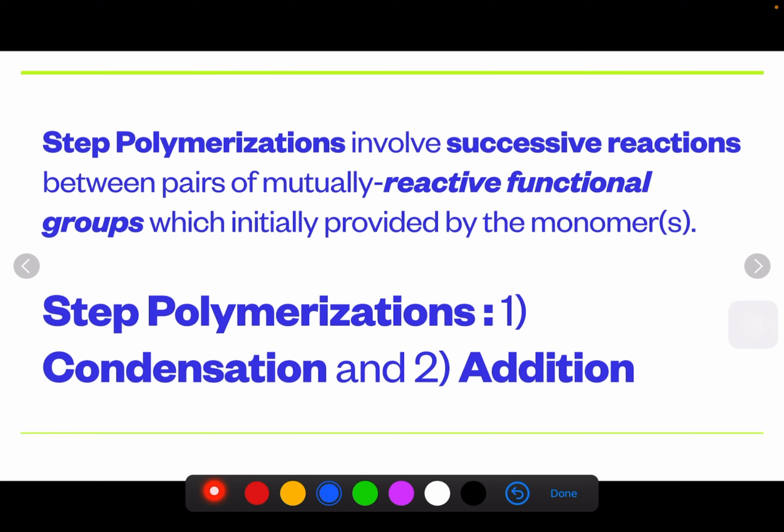Let's say monomer A needs to have a specific functional group, and monomer B also has a specific functional group. And then in step polymerization, we have at least two main types. The first one we call condensation or polycondensation. The second one is addition. We will see what the difference is later.